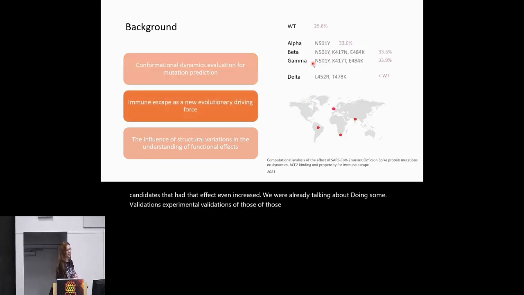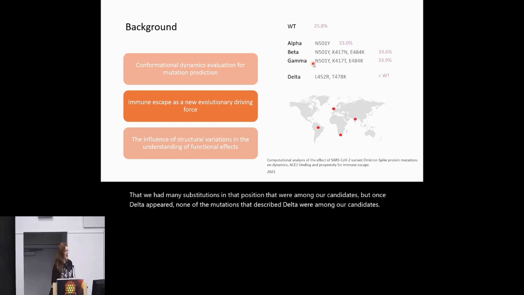But later that year, alpha appeared, and alpha was carrying one of our candidates, which was N501Y. And experiments have shown that mutation actually increased the open state occupancy of the spike protein. Beta and gamma were also carrying a few mutations that we predicted, mutations on K417, that we had many substitutions in that position that were among our candidates. But once delta appeared, none of the mutations that describe delta were among our candidates.